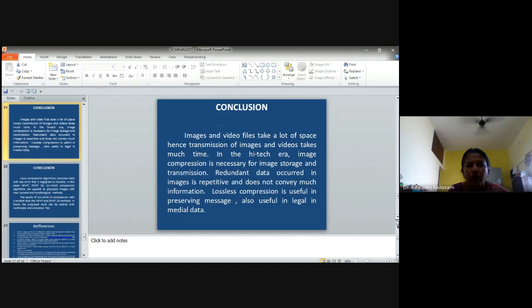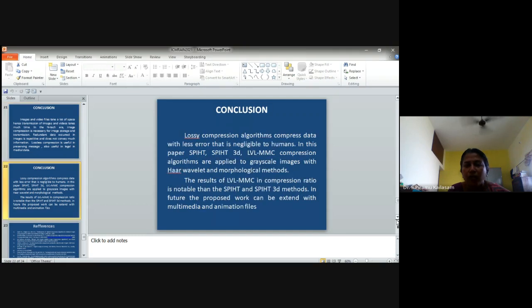Yes, sir. Conclusion: images and video files take a lot of space, hence transmission of images and videos takes much time. In the high-tech era, image compression is necessary for image storage and transmission. Redundant data occurring in images is repetitive and does not convey much information. Lossless compression is useful in preserving messages, and also useful for legal and medical data. Lossy compression algorithms compress data with errors that are negligible to humans. In this paper, three compression algorithms are applied to grayscale images with Haar wavelet and morphological methods. The results of LVL-MMC in compression ratio are notable compared to SPITE and SPITE 3D methods. In future, the proposed work can be extended to multimedia and animation files.